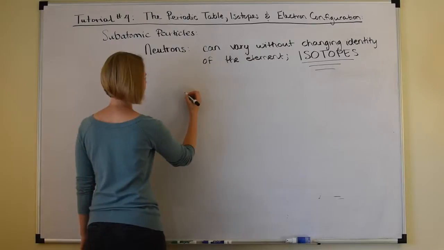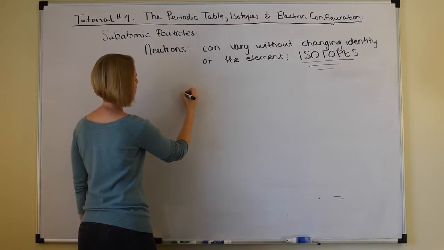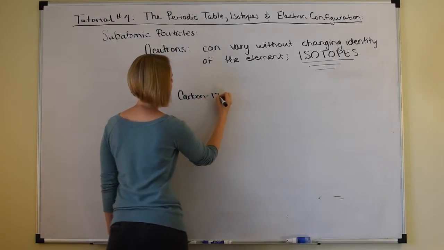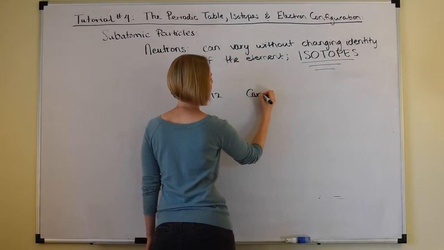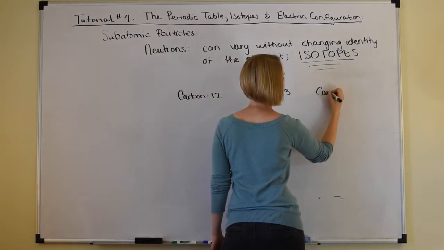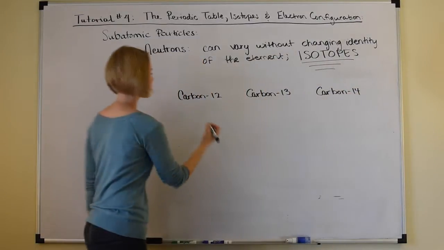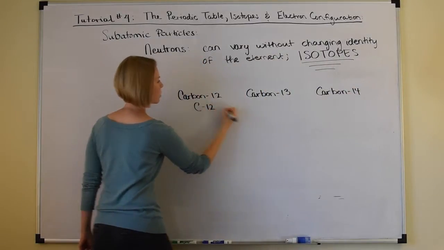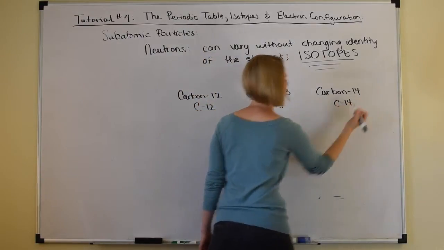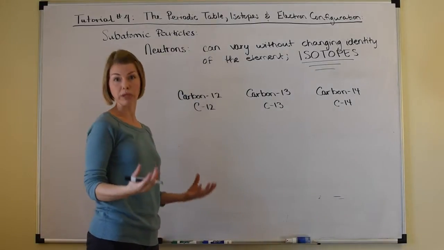All right, let's take a look at carbon. So there are 3 naturally occurring isotopes of carbon. There's carbon 12, there's carbon 13, and there's carbon 14. And sometimes you'll just see it written as C12, C13, or C14. Okay, but we want to be able to write the correct symbol like we would write in a nuclear reaction.